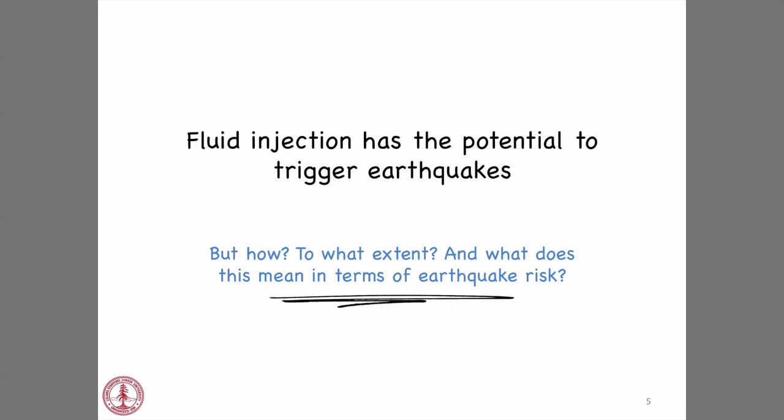So now we know that fluid injection can trigger earthquakes, and from a scientific standpoint, this is fascinating. People have the ability to cause earthquakes. We don't want to, but we can. But what's important to understand in this context is how are they triggered, to what extent might they be triggered, and what can we do about it?